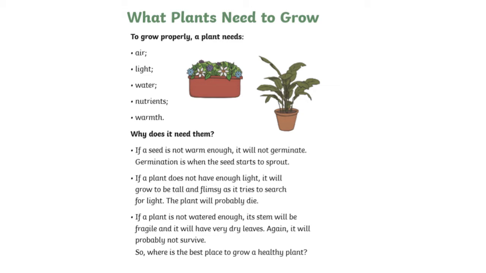So it says at the bottom that it needs warmth. It says if the seed is not warm, okay, it won't start to sprout, okay? And then it also says if the plant doesn't have enough light, so if it does not have light, it will be tall and flimsy and it will probably die. Okay, so your question said, what will happen if you planted a seed in a cold, dark cupboard? You need to explain what you think would happen. So if it didn't have any warmth and it was really dark, what do you think would happen to your plant?